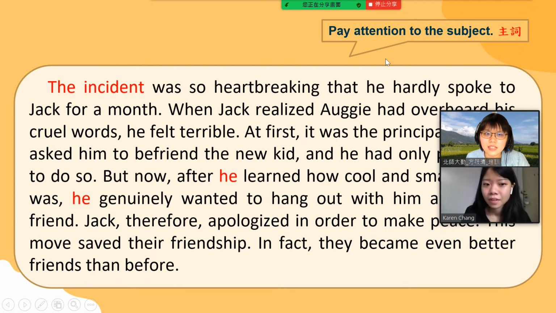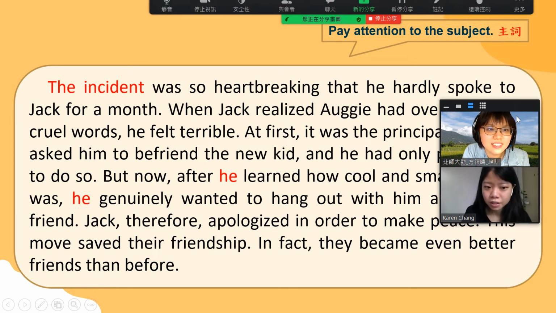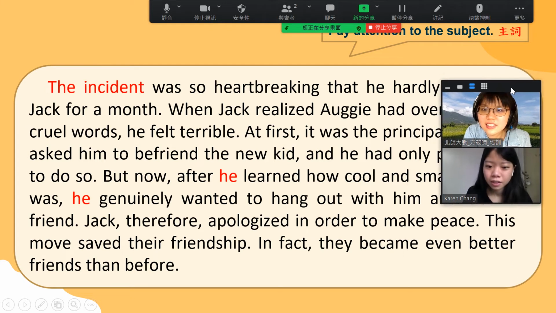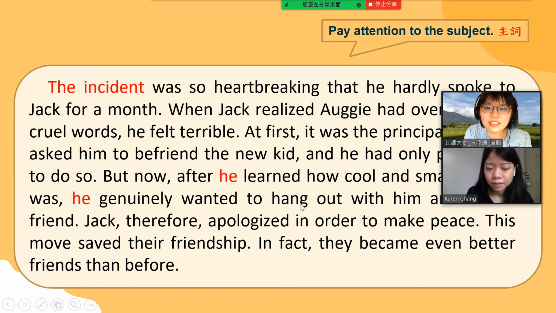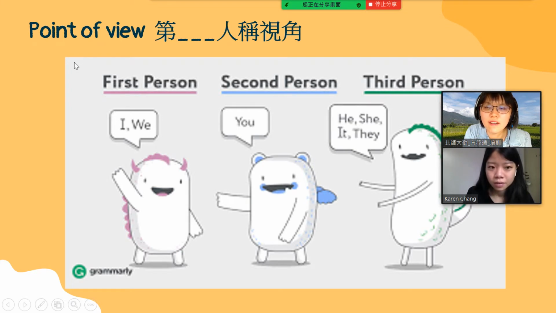Comparing the subject. Okay, let's take one paragraph from our reading to compare. In this paragraph of our text, you can see what is the difference. What is the subject of this paragraph? Does this paragraph use mostly subjects like he or Jack? Yeah. And how about this one, with I? So what's the difference? It's the point of view, right? Okay, different points of view.